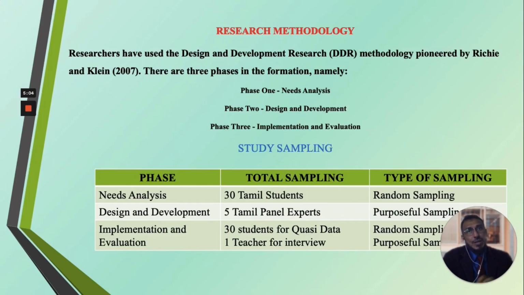So based on that, the research methodology that the researchers took was DDR, Design and Development Research methodology, which was pioneered by Richey and Klein, 2007. The phases are divided into three. Phase 1 is need analysis, phase 2 is design and development, and phase 3 is implementation and evaluation.